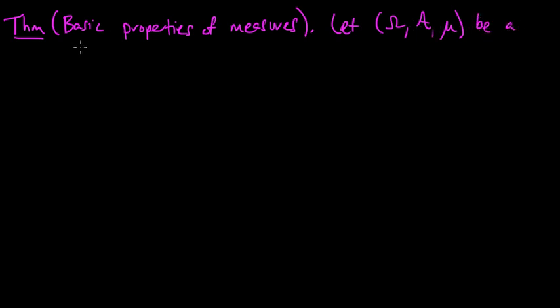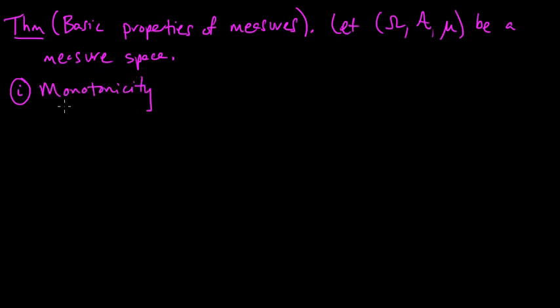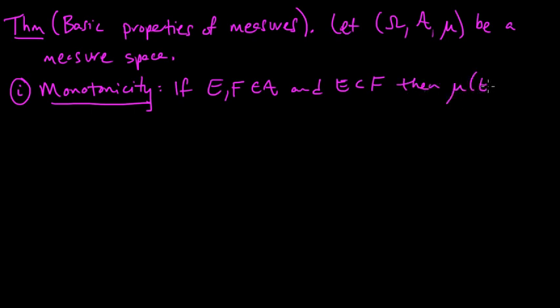I didn't say what a measure space is. A measure space is just some set omega with some sigma algebra and some measure on it. So that's a measure space. The first property is called monotonicity. This says if I have two sets, E and F, and E is contained in F, then the measure of E is less than or equal to the measure of F.